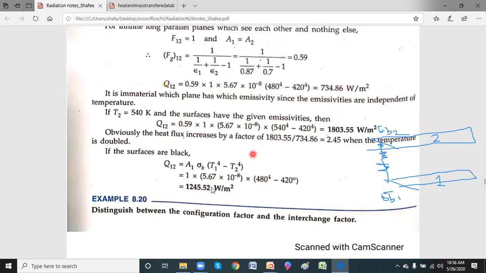Now just compare these. Q12 when both are non-black is 734.86, and when both are black it is 1245, because whenever both are black surfaces, the one-way heat transfer is high, since whatever heat goes directly from one surface will be maximally absorbed by the second plate. That's why you have more heat transfer when both surfaces are black, and less heat transfer whenever both surfaces are non-black.